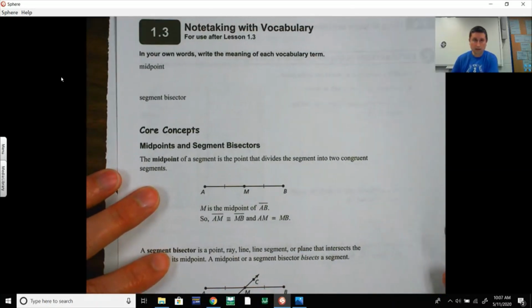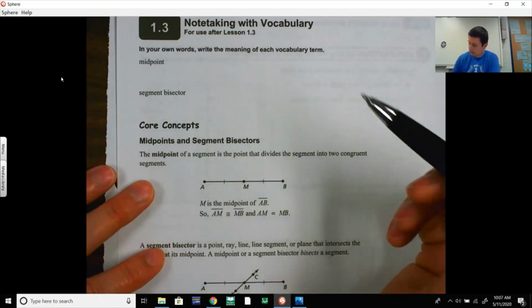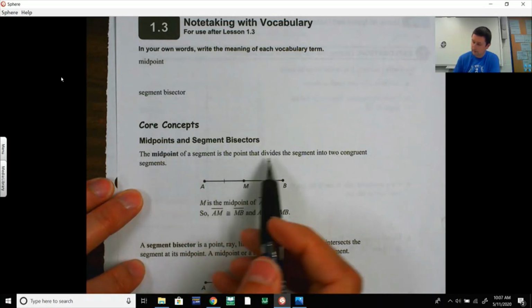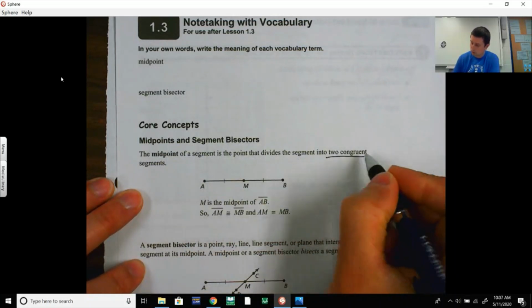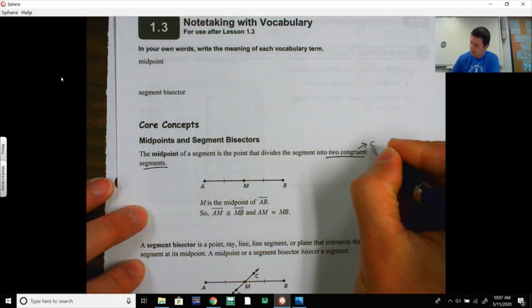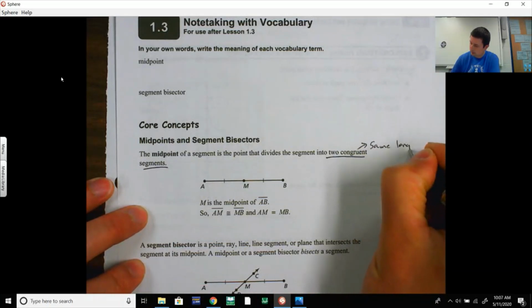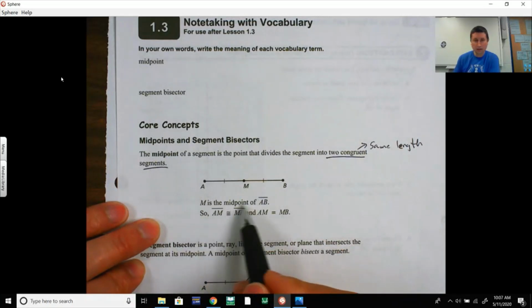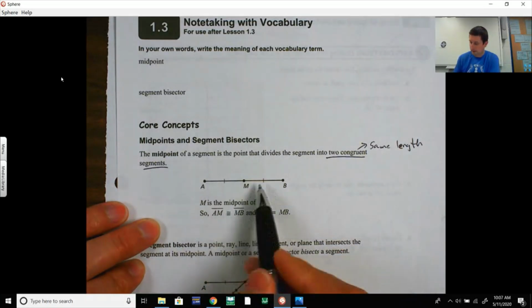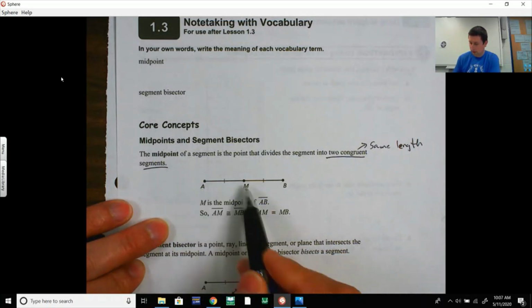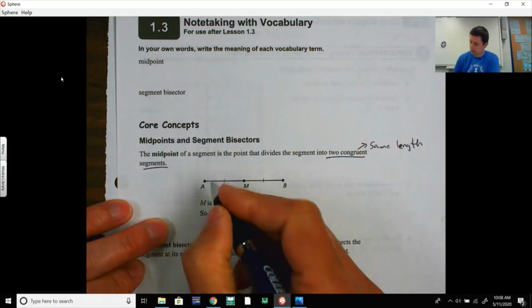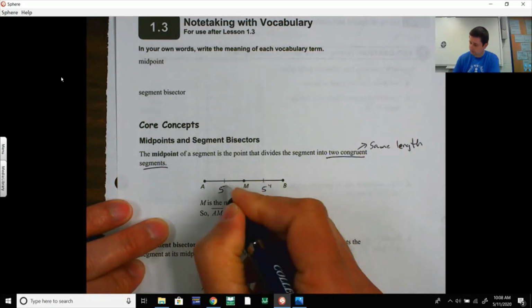Let's jump to page 14. So we have two things here. We have a midpoint, and the definitions are down here. Midpoint of a segment is the point that divides the segment into two congruent segments. Same length. Two congruent segments, same length. So M is the midpoint of AB, has to be between it. So AM is congruent to MB. Notice the segments are congruent, the lengths are equal. So if this is 5 inches, this has to be 5 inches.